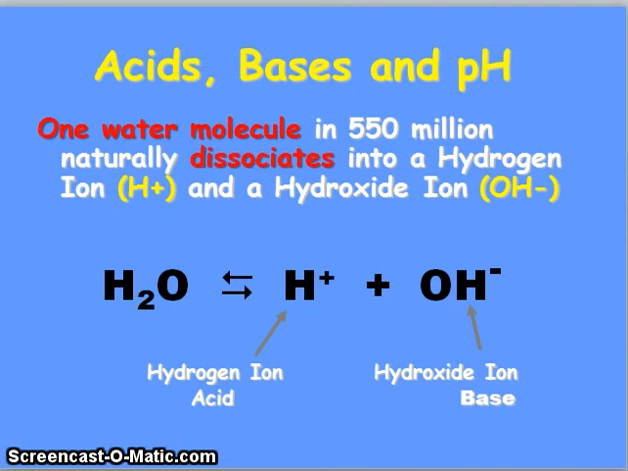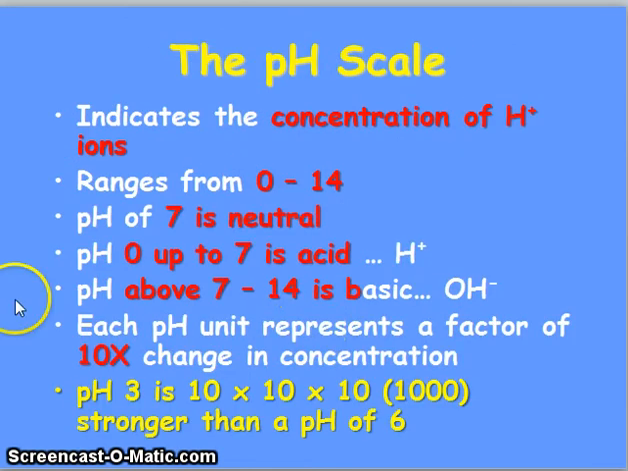Acids and bases and pH. This is important too. One water molecule in 550 million naturally dissociates, which means it comes apart into a hydrogen ion and a hydroxide ion, so H and OH. Because of this, the pH scale basically tells you how much hydrogen you have in there. If something's 0 to 7, it's an acid, and if it's 7 to 14, it's a base.